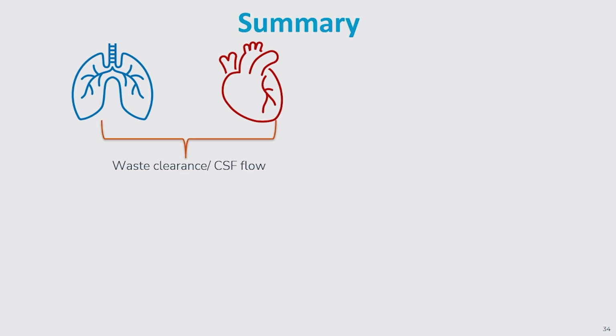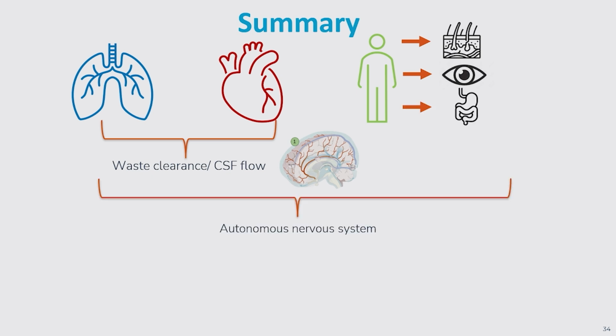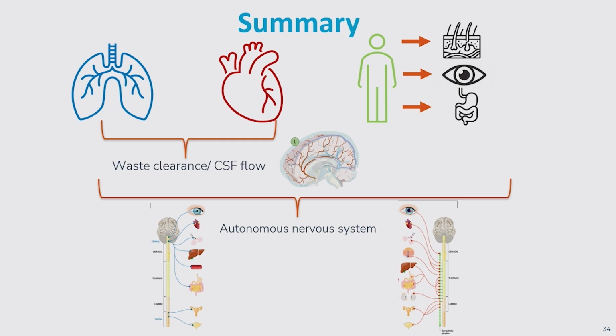So to summarize, we talked about the lungs and the effects that this can have on your imaging data, and also about the heart. Both of these together are thought to drive the waste clearance system, which we discussed that CSF plays a major role in. We talked about other physiological signals from the body, specifically the skin, the eyes, and the gut. And lastly, we talked about the autonomic nervous system, the regulator of your physiology, which consists of the parasympathetic nervous system and the sympathetic nervous system.